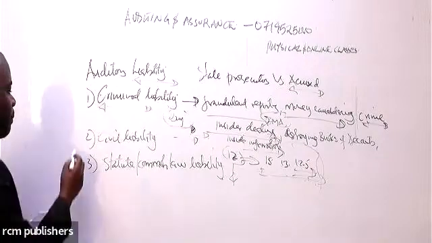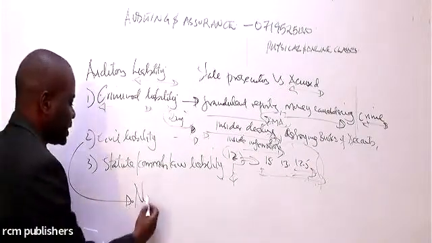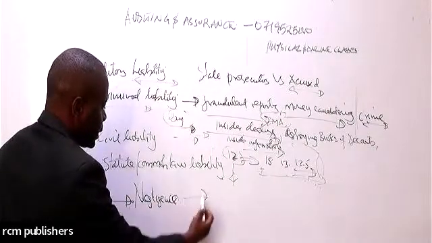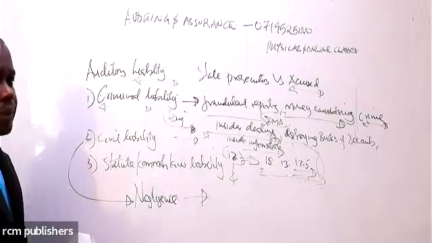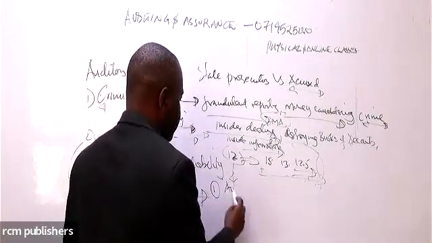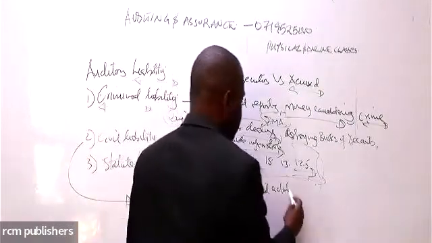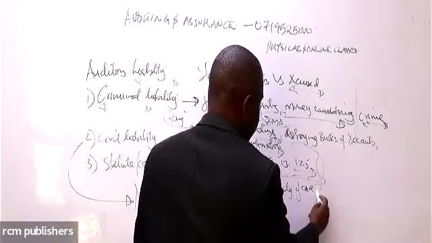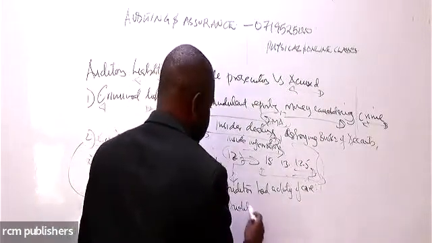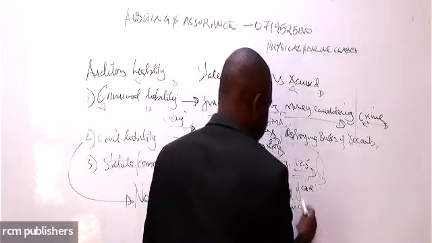Then we have civil liability. Civil liability arises majorly due to what we call negligence. And for negligence, there are three key elements to be proved. Number one, that the auditor had a duty of care. Number two, the auditor failed in his duty of care.